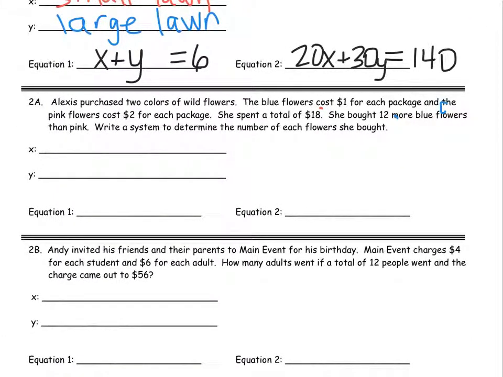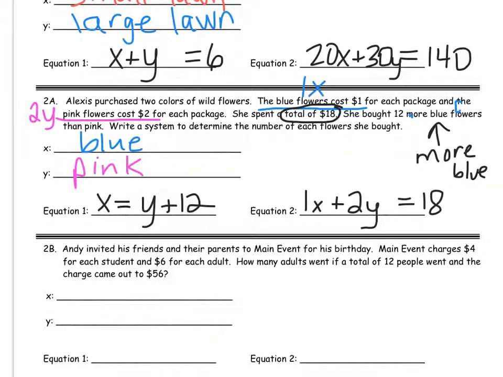Okay, again, on the new one, this is talking about flowers. So we'll have number of flowers as a total and number of money. Pause the video, see what you can do. Okay, so I went ahead and underlined, and blue flowers were first, so I gave them X. Pink flowers were second, they got a Y.